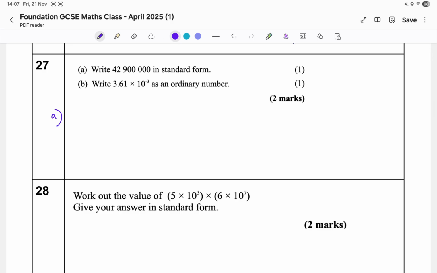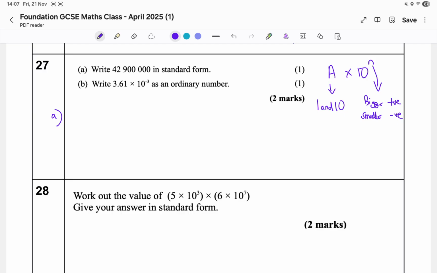When you're writing in standard form, you have to remember the format is a times 10 to the power of n. A has to be a number between 1 and 10. It can't be 0 and it can't be more than 10. It has to be a number between 1 and 10. And then n is your power, and n tells you how many places the decimal point moves. With n, the bigger your number becomes, the more positive it is. The smaller your number goes, the more negative your power goes.